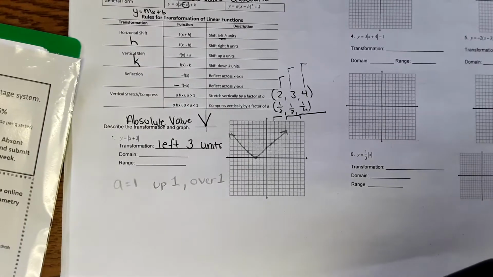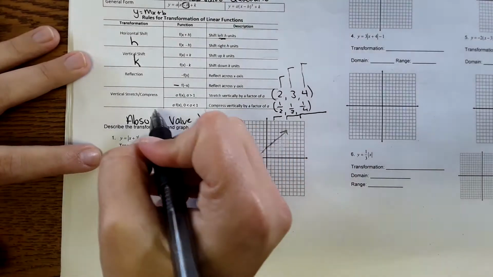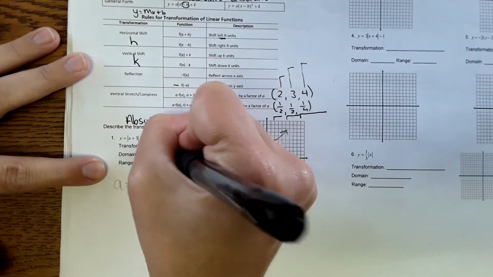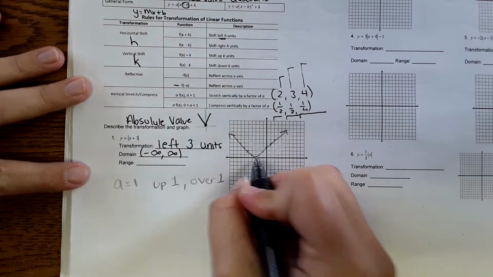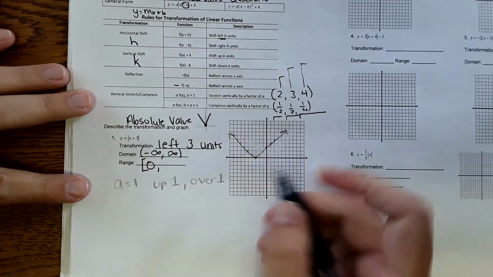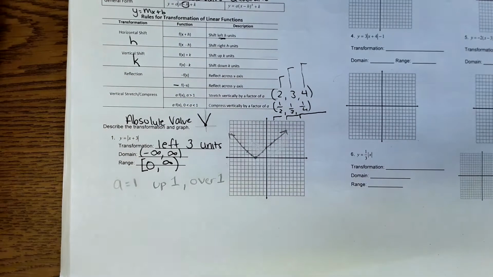And then domain. So domain would be all the x values. It goes out forever and ever this way and out forever and ever that way. So domain is negative infinity to infinity. Range is the y values. Our lowest y value is at 0. It's a closed dot there, so 0. And then the upper range, it goes up forever and ever, so to infinity.